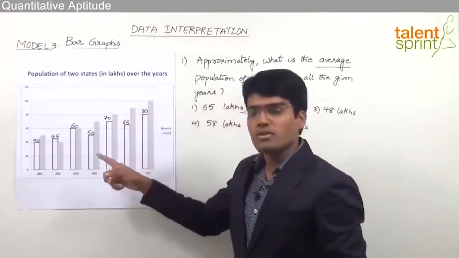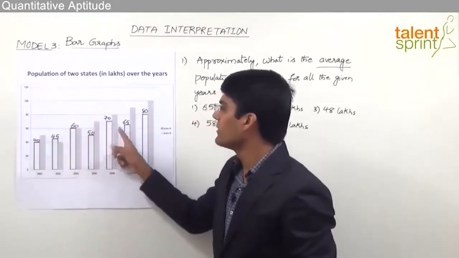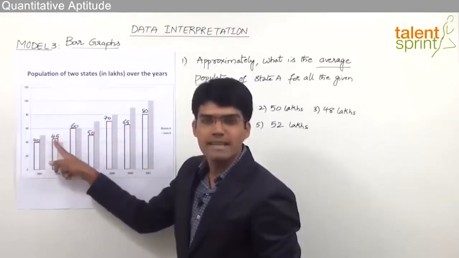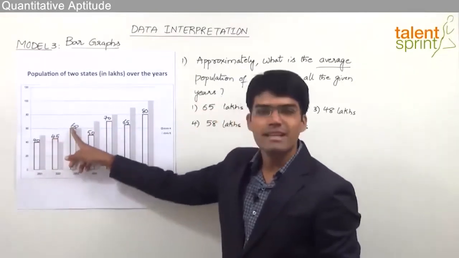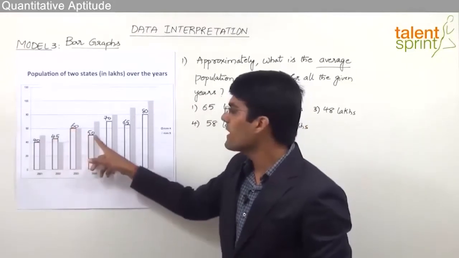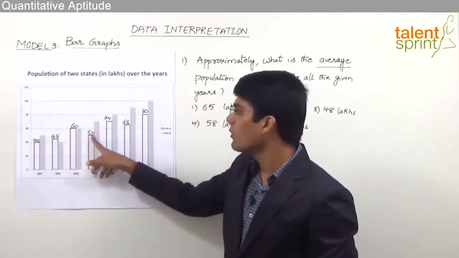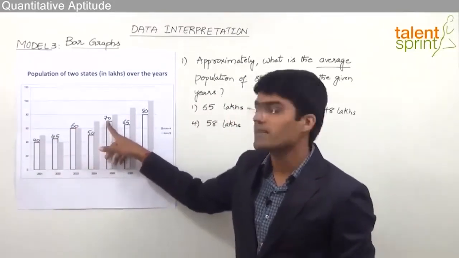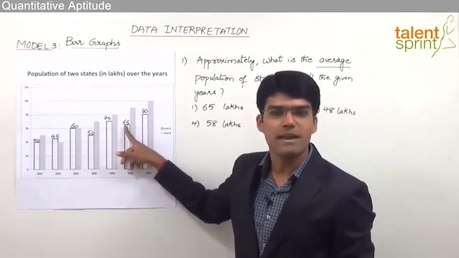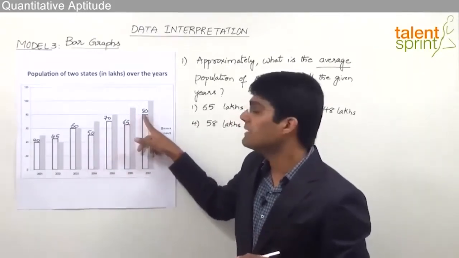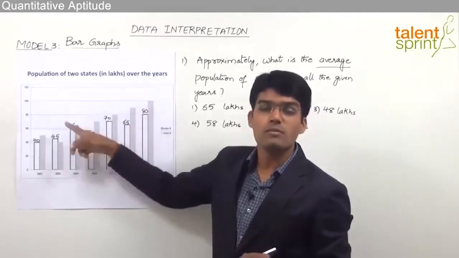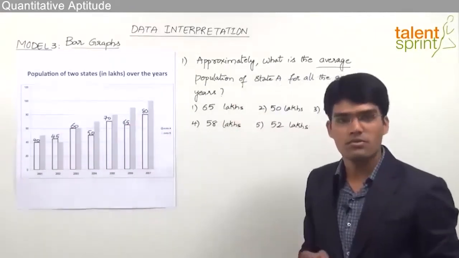So the total population of state A will be the sum of all these values. So 40 plus 45 is 85. 85 plus 60 is 145. 145 plus 50 is 195. 195 plus 70, 265. 265 plus 65 will be 330. And 330 plus 80 is 410. So the total population of state A here is equal to 410.